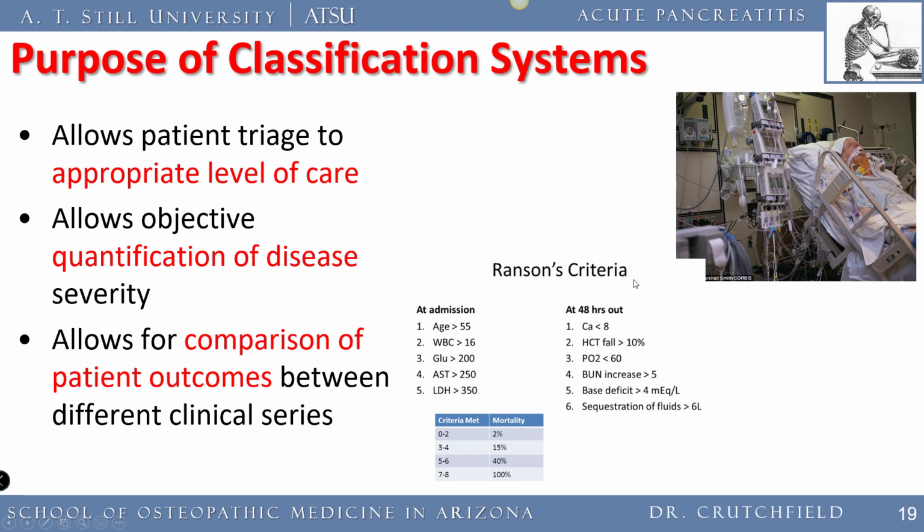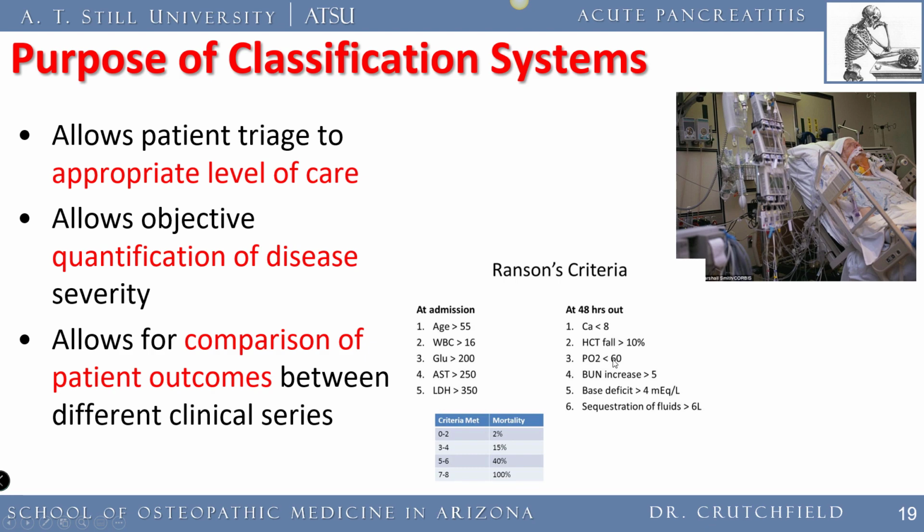This is an unpopular but time-tested system for grading pancreatitis. It was founded in the 70s, as I mentioned, and I gave you that original paper. Notice, age greater than 55, white count greater than 16, glucose greater than 200, an AST greater than 250, and an LDH greater than 350. This is on admission. And then 48 hours later is the calcium less than 8? The hematocrit falls, meaning there might be a hemorrhagic component to the pancreatitis.